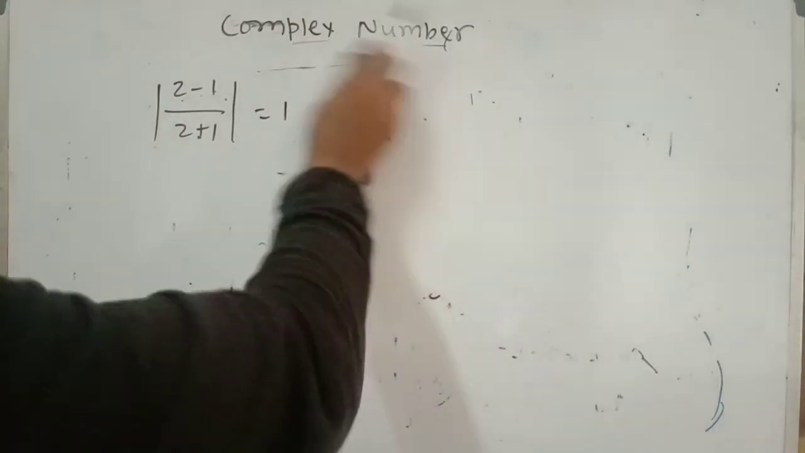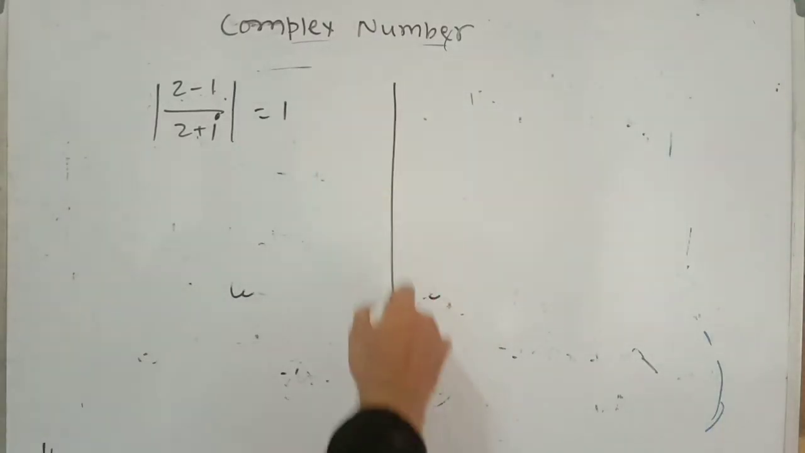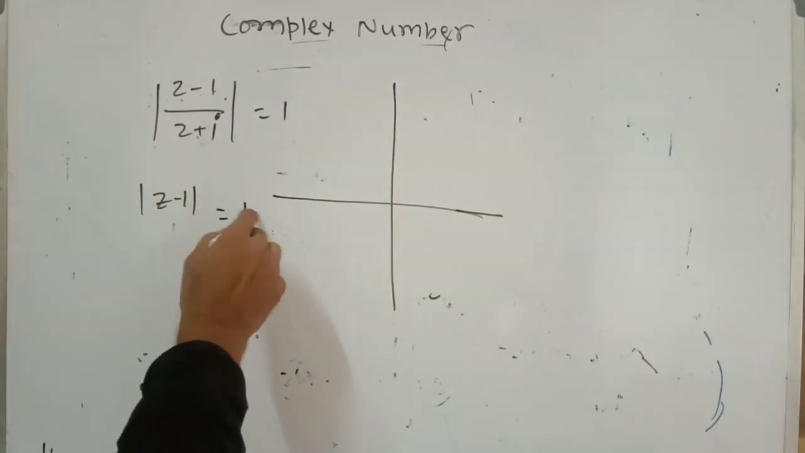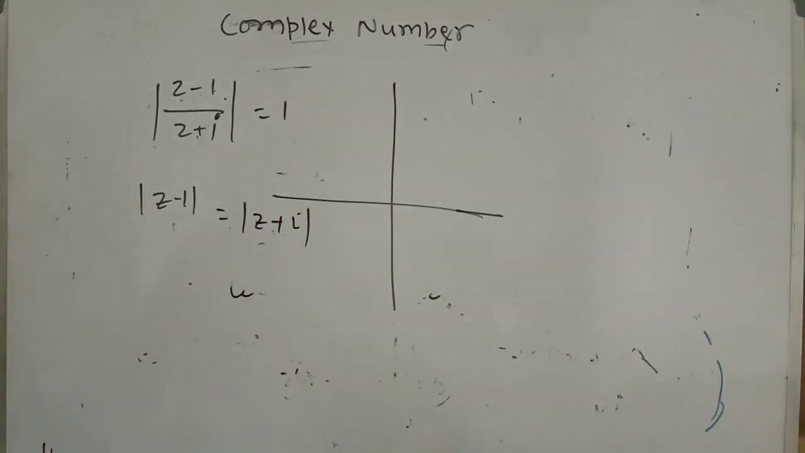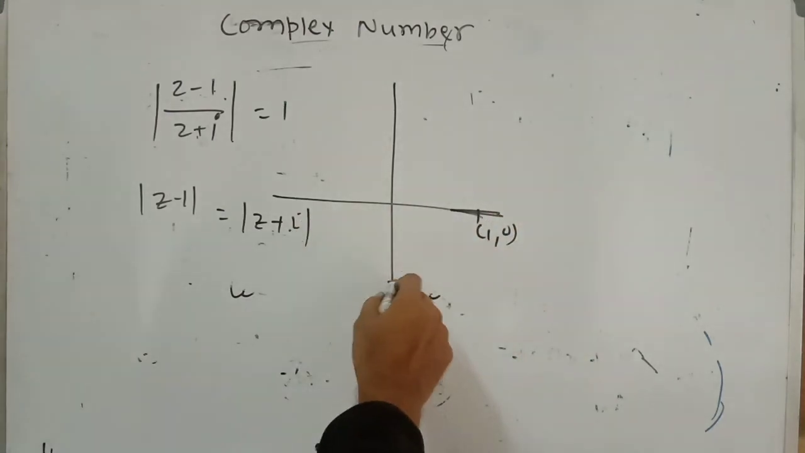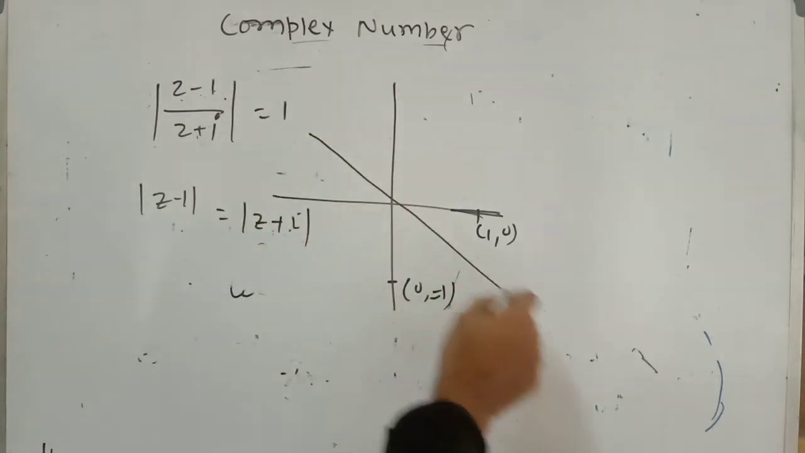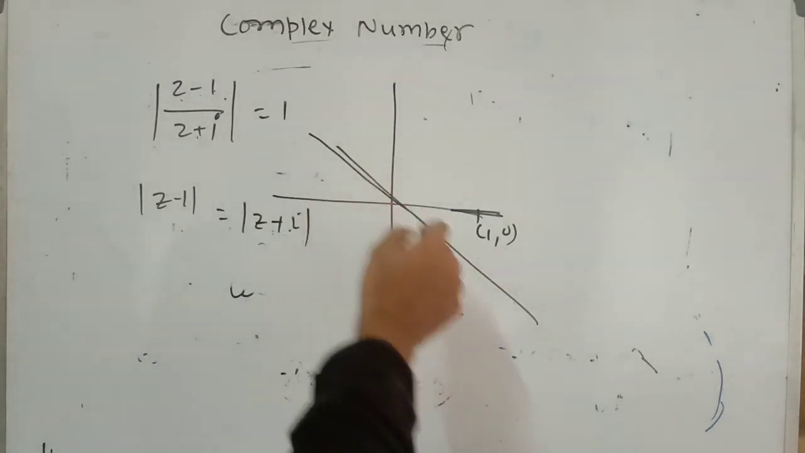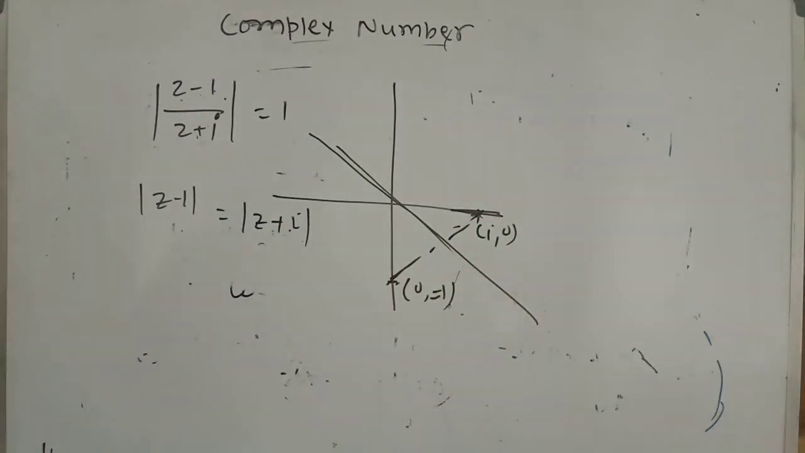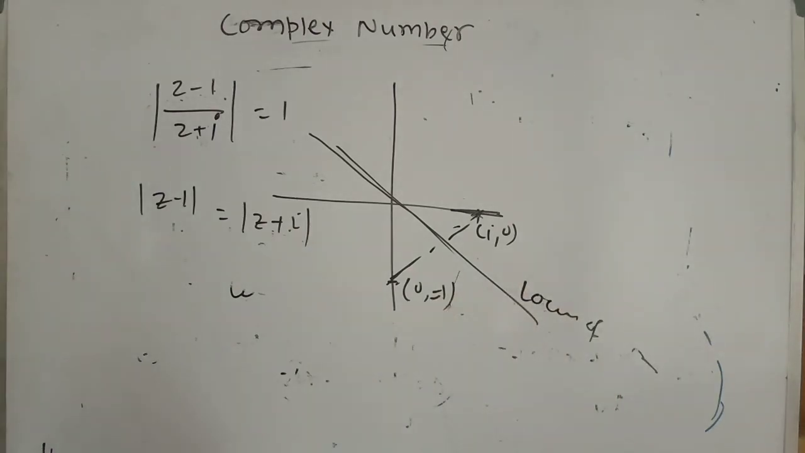Similarly, you can find another example. We consider plus i. That means the distance of z from 1 0 is equal to |z plus i|, the distance from minus i, that is 0 minus i. The distance becomes constant, so that means this line passes through the perpendicular bisector of the line joining these two points. So this is the locus of z.